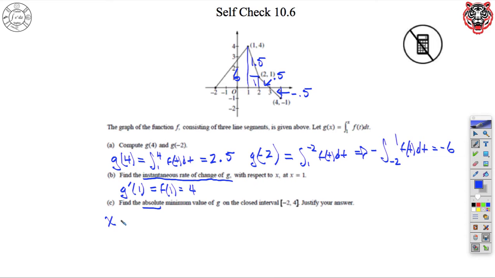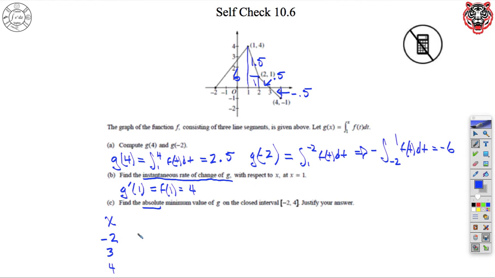So let's make a table of x's. So our start point and end point, negative 2 and 4, and then I need to find all CVs. CVs is going to be where G prime is equal to 0, or DNE. G prime is equal to 0 where F is equal to 0. F is equal to 0 at this point. It crosses the x-axis, so we just needed 3 here.